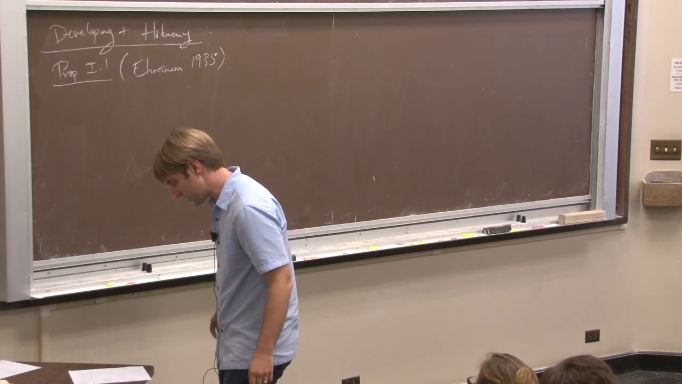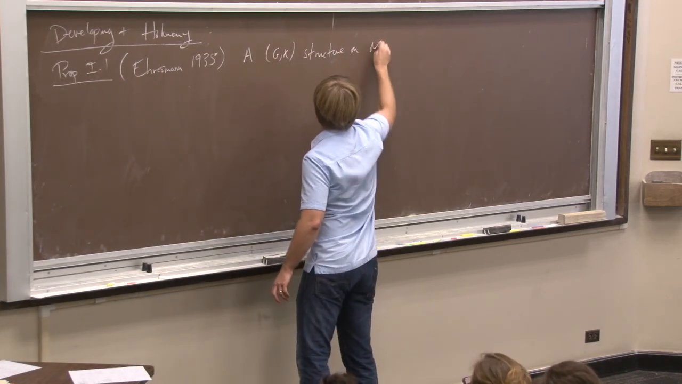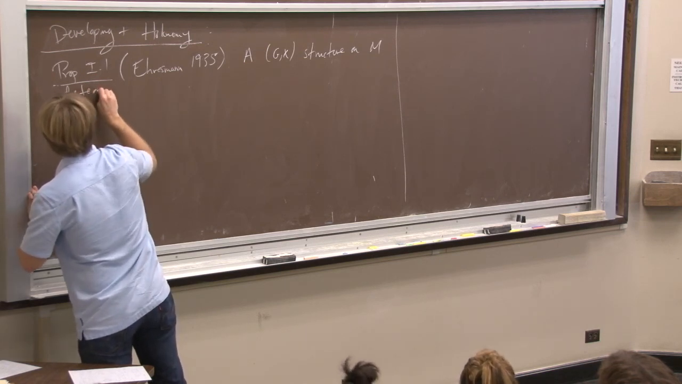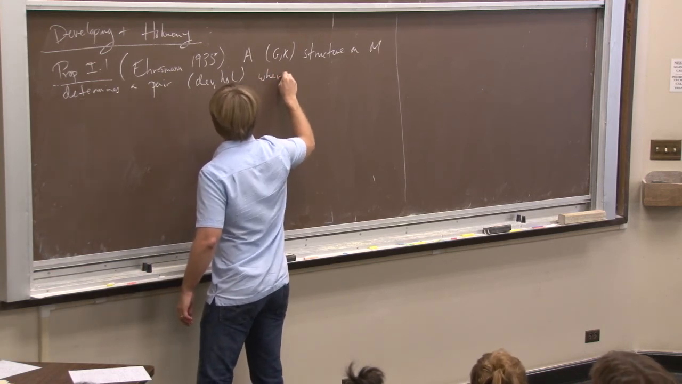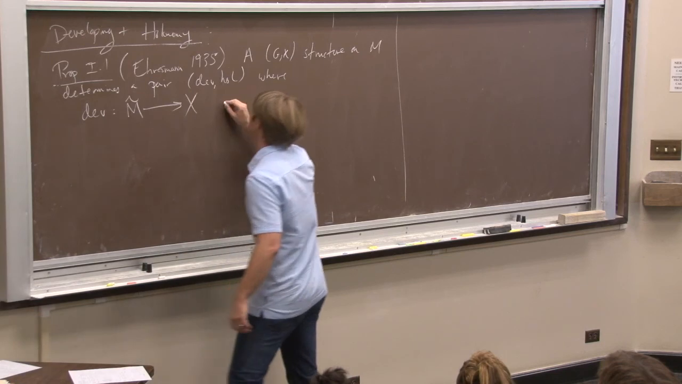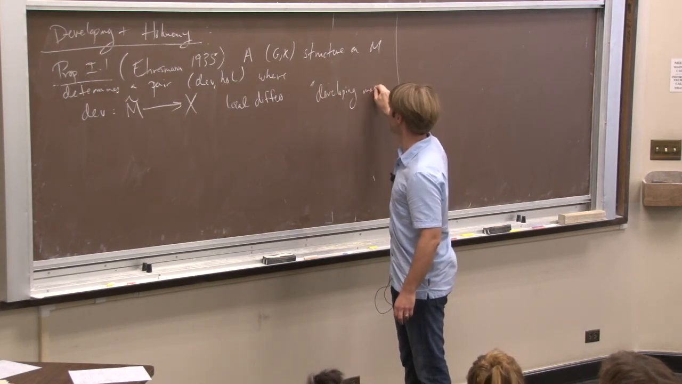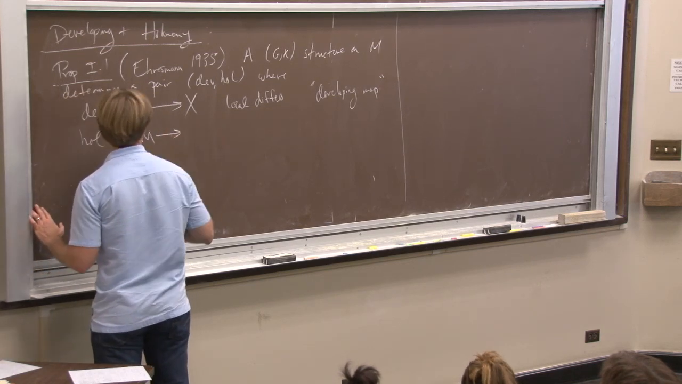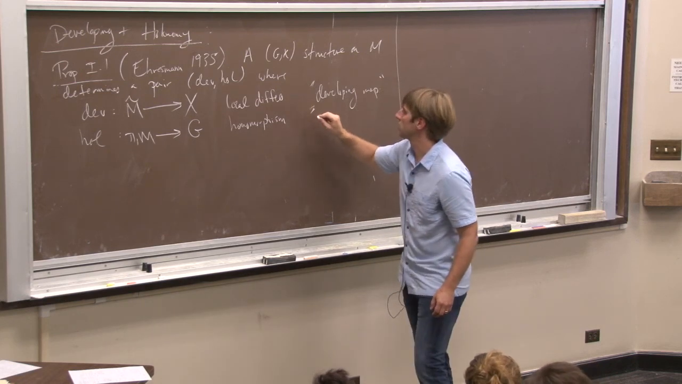Okay, so let's say this. A GX structure on M determines a pair (dev, hol), where dev is a map from the universal cover M tilde to X. It's a local diffeomorphism called the developing map. And hol is a representation of the fundamental group of M into G. So it's a homomorphism, called the holonomy representation.